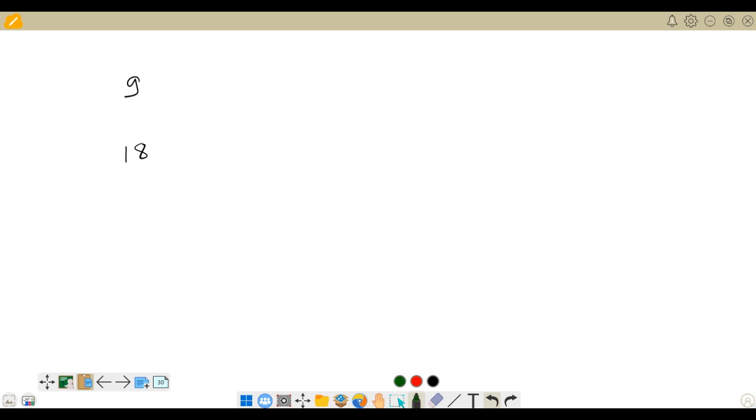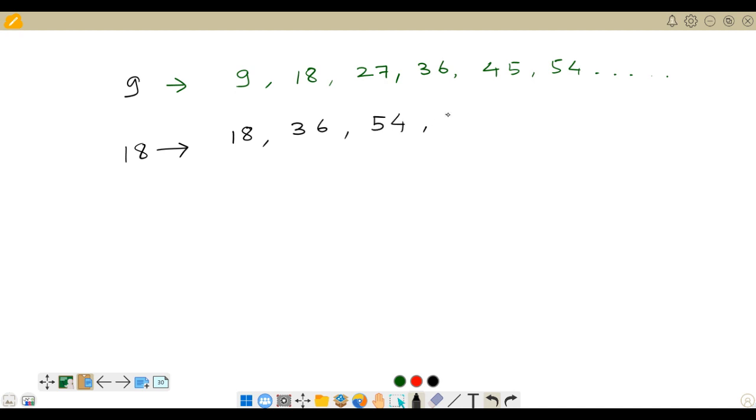Let's write the 9 times table. Starting from 9, then 18, then 27, then 36, then 45, then 54, and so on. And next, the 18 times table: 18, next 36, next 54, then 72, and so on.